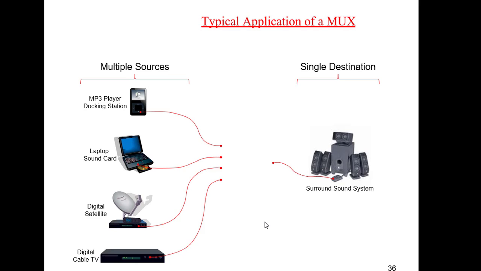Today we will discuss something called multiplexer, demultiplexer. This is the next portion of the encoder, decoder that we have studied. Before going to that, consider one scenario in our homes: we have multiple sources, like an MP3 player, a laptop, a digital satellite box for TV, and digital cable TV. And we have only one system for surround sound.